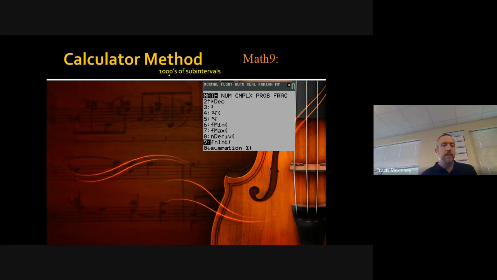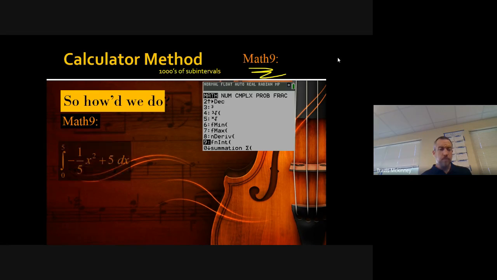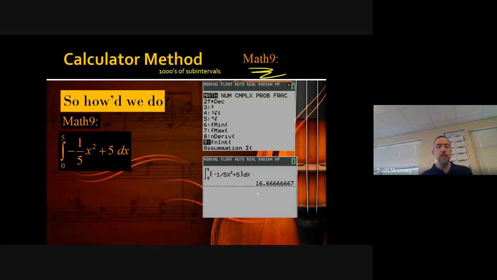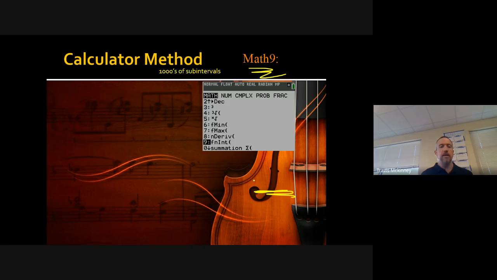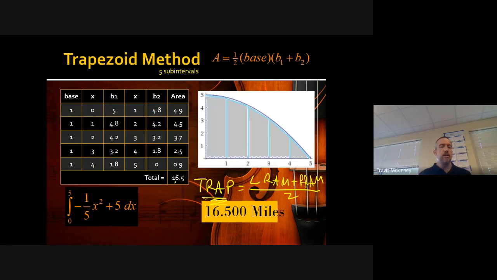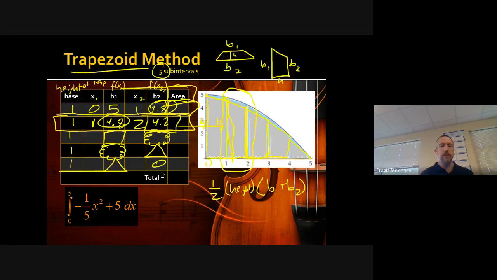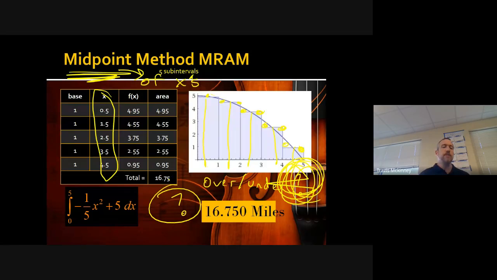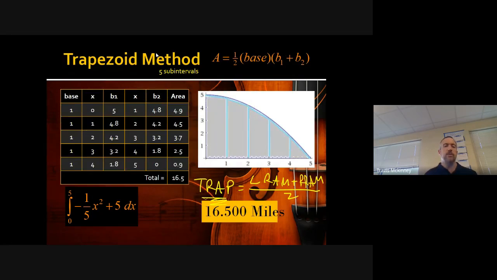So before we get that, if you hit Math 9 on your calculator and type this in, we can see very close to what the answer actually should be. So throughout the course of class today, some of our answers were as big as 19. Some of them were as low as 14. We were approaching the right answer. And when we look at the trapezoid method, 16.5 is pretty close to the right answer. And the midpoint method, 16.75 is pretty close to the right answer. So even with just 5 subintervals, we were able to get very close to the right answer.